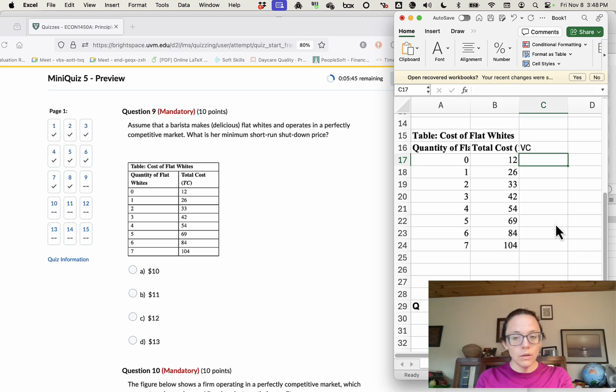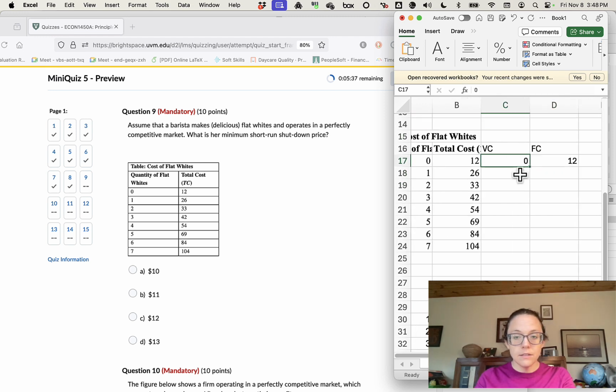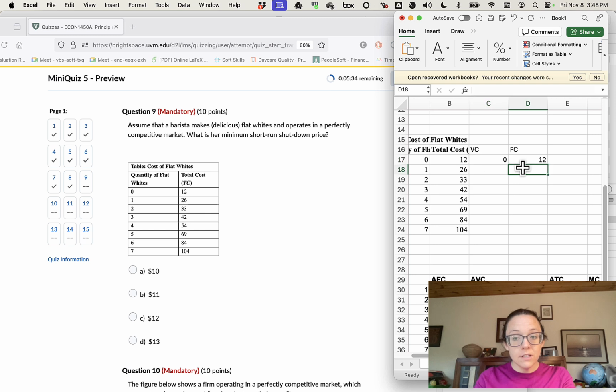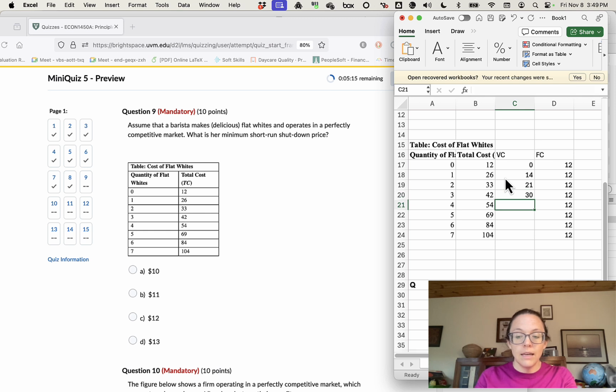So let's start by finding the variable cost. Now, what we know is that if we produce 0, we have no variable costs, which means that our fixed cost is 12 because the total cost is 12. But the fixed cost is fixed. It's always 12, right? Which means that the variable cost is going to be total cost minus the fixed cost because total cost is just broken down into those two pieces. So therefore, this is 14, this is 21, this is 30, and so on. Now we just use the glory of spreadsheets to make our lives a little better. There we go. So that's the variable cost.